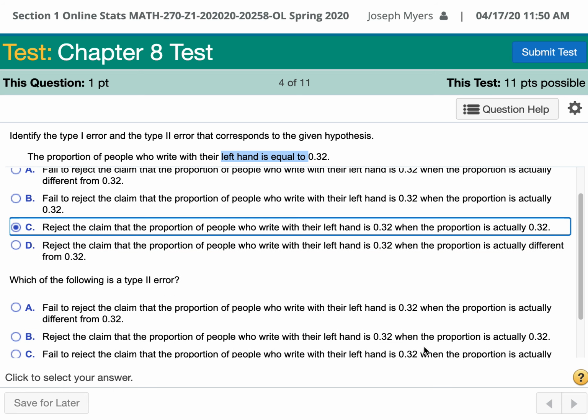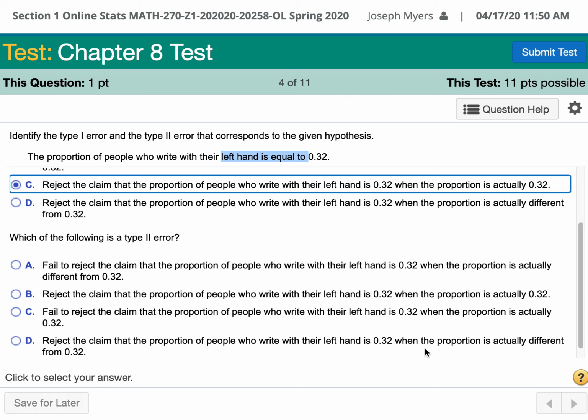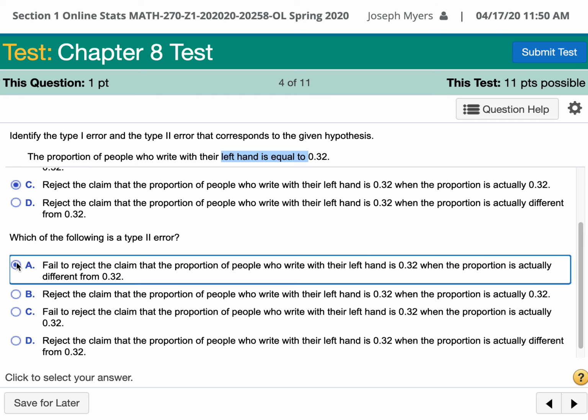All right, now a type 2 error is the opposite. A type 2 error is when you falsely don't reject the claim of a null hypothesis when the null hypothesis is actually false. So a type 2 error would be when you fail to reject the claim that the proportion who write with their left hand is 0.32 when the proportion is actually not 0.32. So a type 2 error is when you fail to reject the null hypothesis, which is this, when the null hypothesis is actually false.